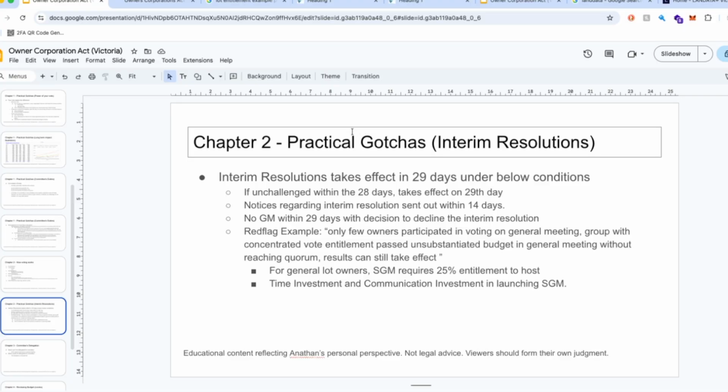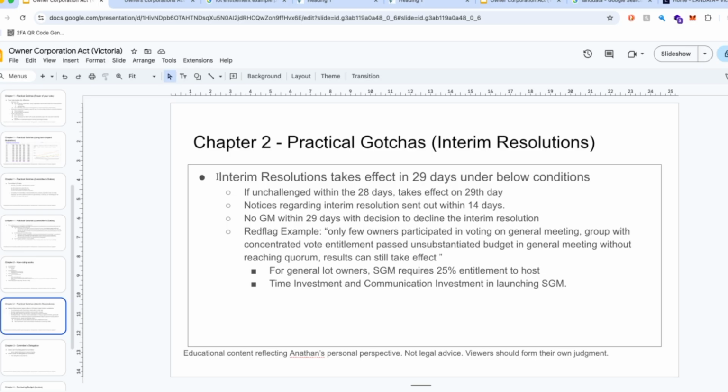Just adding a bit more, as I've roughly mentioned about the specific case, if some bad actor takes advantage of the interim resolution to get its way in. So, two sides. A specific scenario: let's say on the day of a general meeting, 50 people attended.